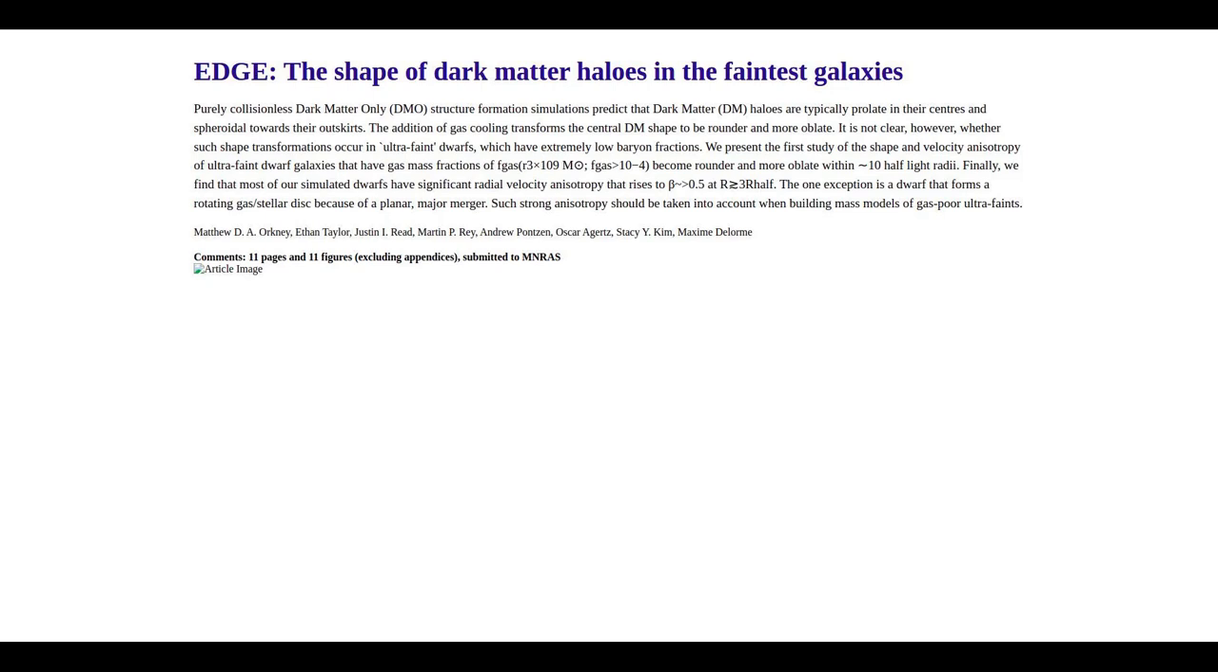Finally, we find that most of our simulated dwarfs have significant radial velocity anisotropy that rises to beta greater than 0.5 at 3 R_half. The one exception is a dwarf that forms a rotating gas and stellar disk because of a planar major merger. Such strong anisotropy should be taken into account when building mass models of gas-poor ultra-faints.